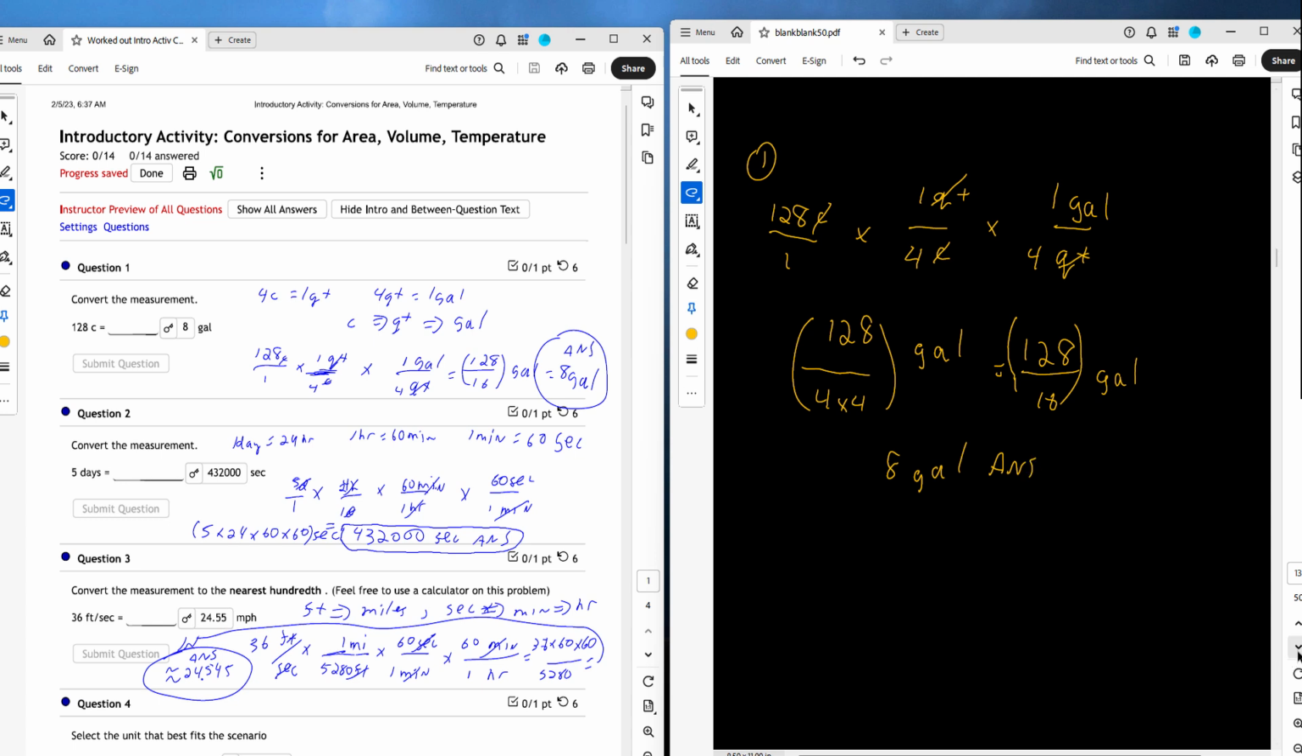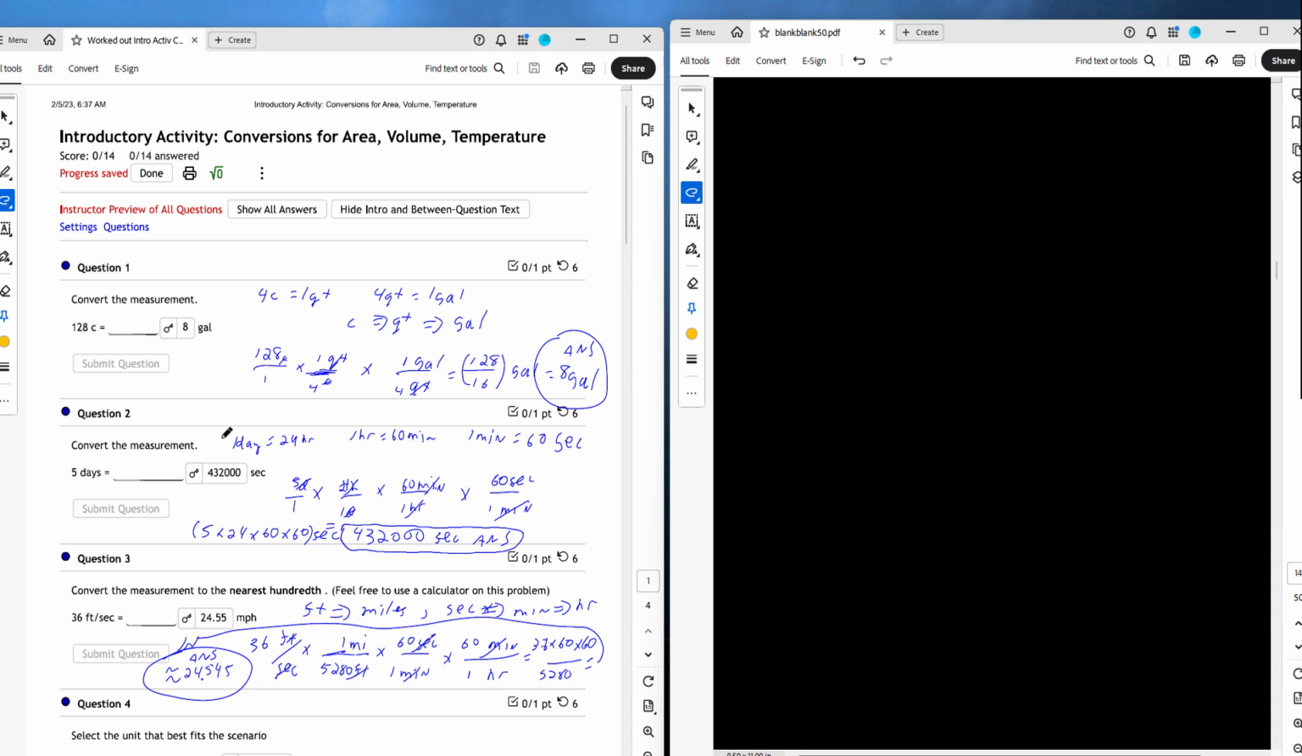The next one is number 2. You're going from days to seconds. Okay. So you can see there across the top I have 1 day is 24 hours. 1 hour is 60 minutes, and 1 minute is 60 seconds. So I have to convert that days into hours, convert hours into minutes, and convert minutes into seconds. So I'll write this out here then.